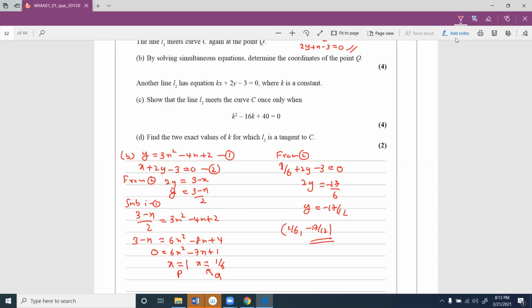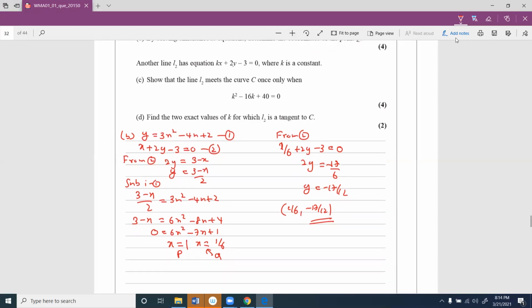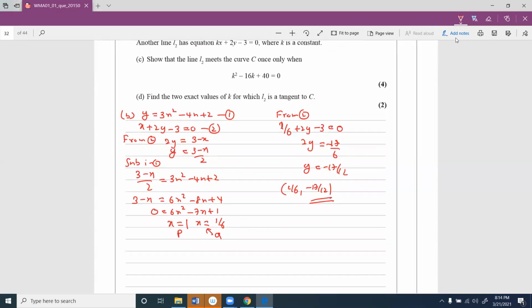Then they mention another line L2 has an equation kx plus 2y minus 3 equals 0, where k is a constant. Show that line L2 meets curve C only once, only when k satisfies this condition. To do this question, again we have to solve them as simultaneous equations. The equation is y equals 3x squared minus 4x plus 2. The second one is kx plus 2y minus 3 equals 0.